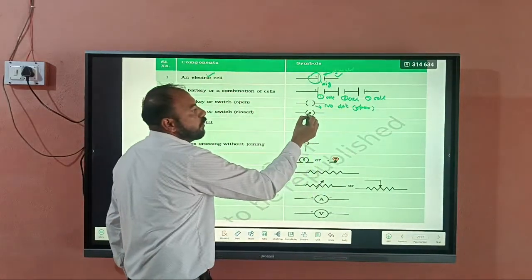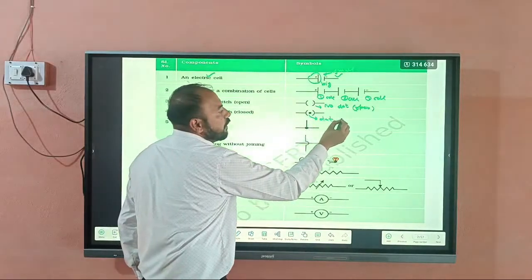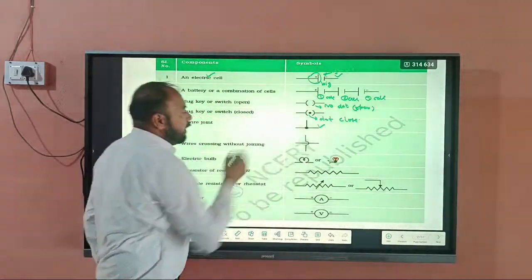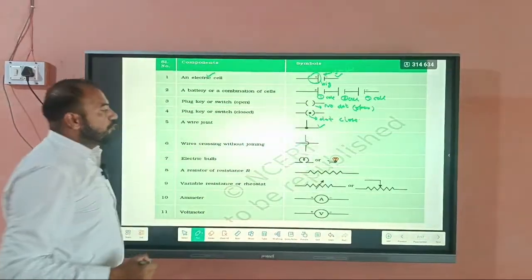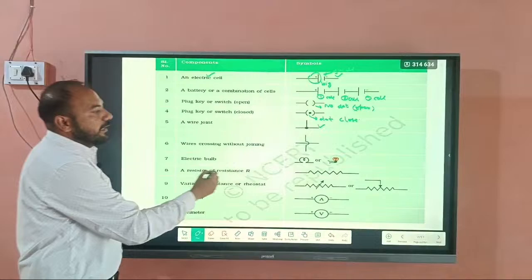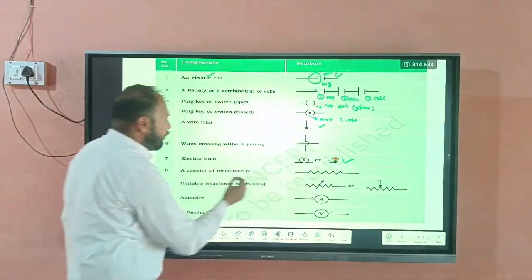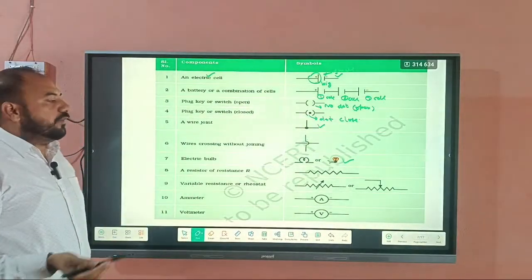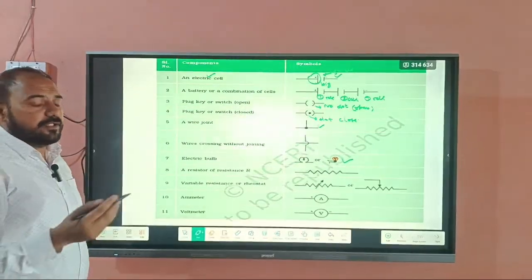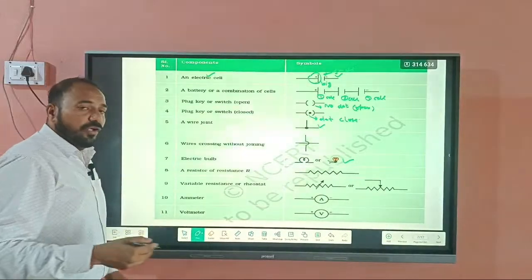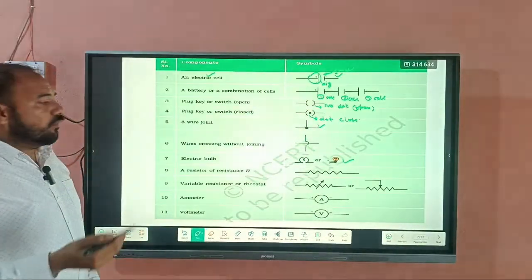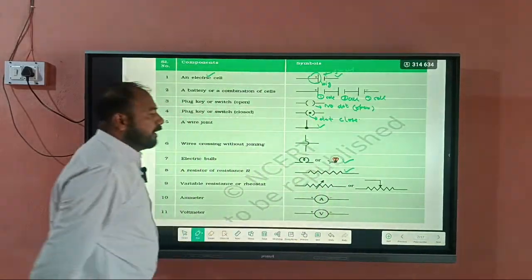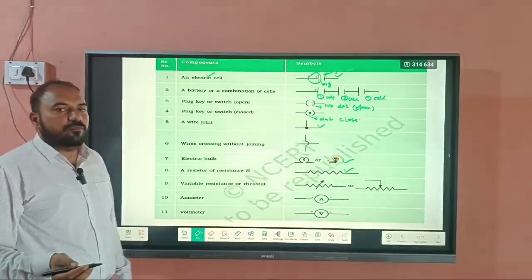If there is a dot present, it is closed. This shows the wire joint, this shows the crossing of wires without joining, and this is the electric bulb symbol. And this is the symbol of a resistor. What is a resistor? We will discuss later. A resistor is basically an obstruction produced by the wire. The zigzag wire is known as the resistor symbol.